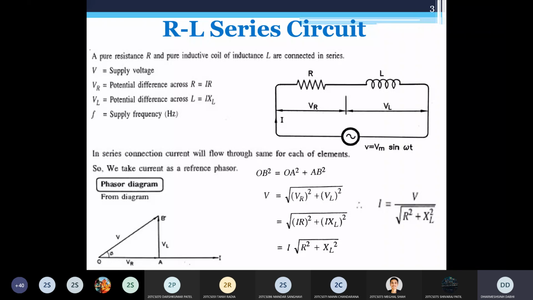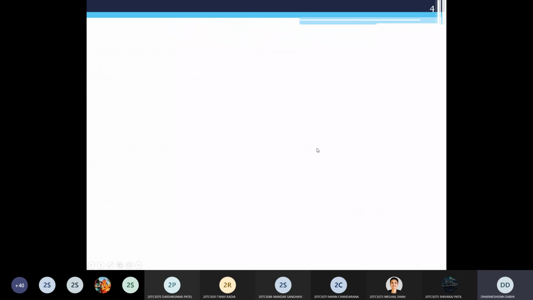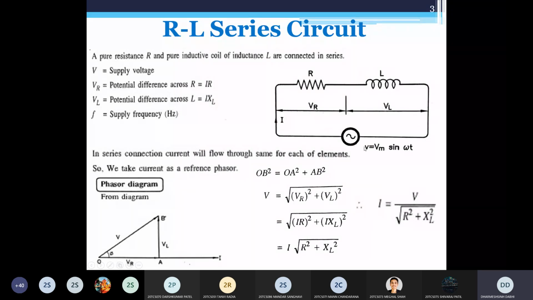Impedance. What is called the impedance of the circuit? The combination of resistance plus the inductive reactance provided by the inductor. Clear? So this is a mathematical analysis of this RL circuit. We find the total voltage by vector summation of the voltage across R and the voltage across the inductance. In the same way we find the current also in this equation.